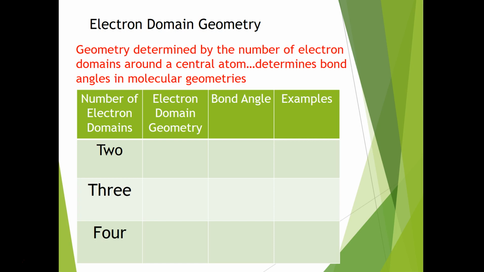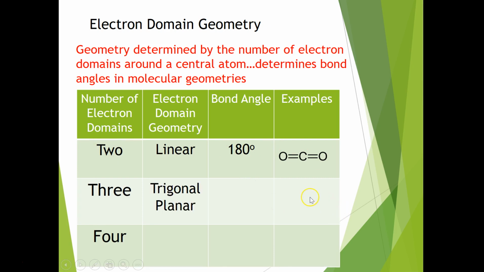So if you have two electron domains around the central atom, then the electron domain geometry will be linear. And you probably remember from Chem 1 that the bond angle for a linear geometry is 180 degrees. A great example of that would be carbon dioxide. We see carbon dioxide has two double bonds around the central carbon, so that counts as two electron domains, which gives us that linear shape. If there's three electron domains, we get the trigonal planar shape. And the bond angle in trigonal planar is 120 degrees. An example of that would be boron trifluoride.